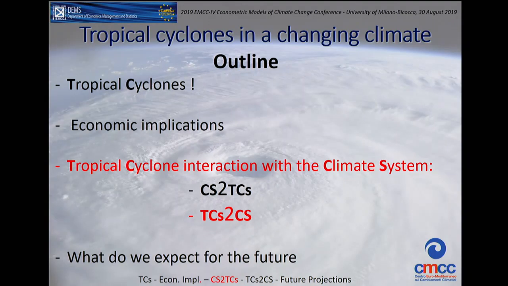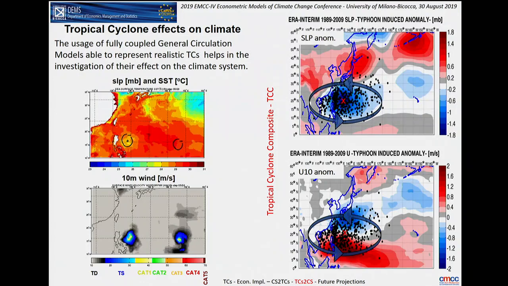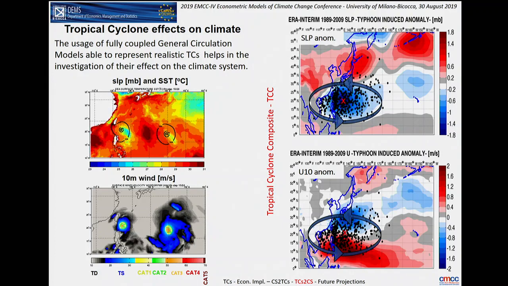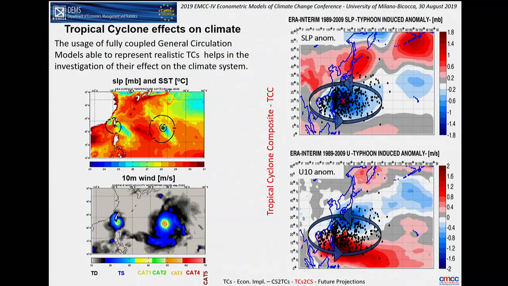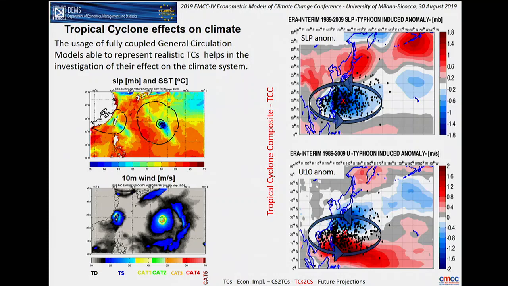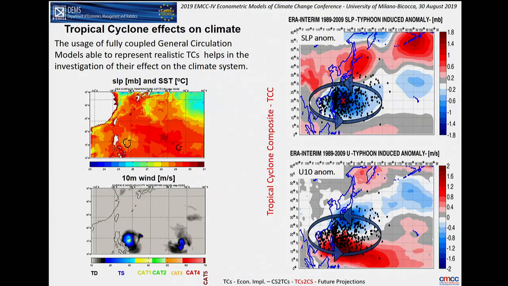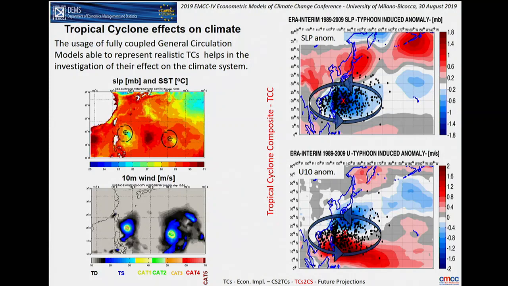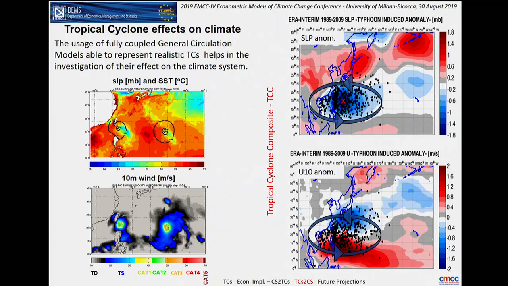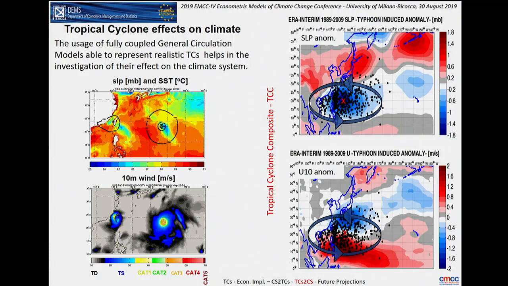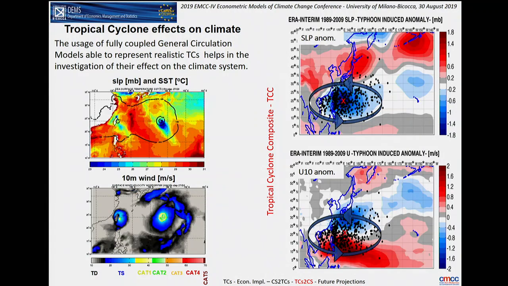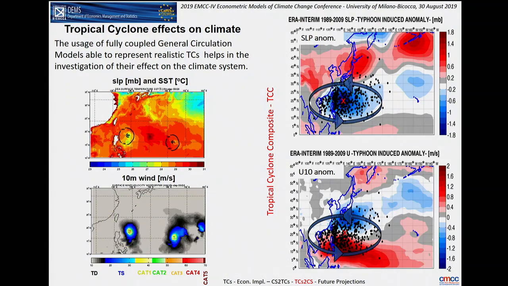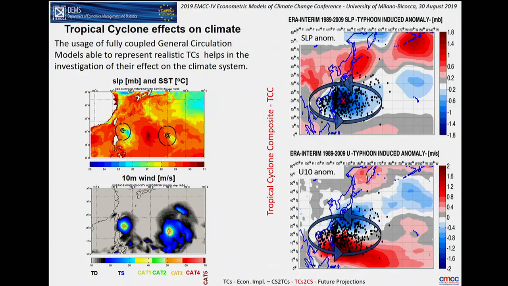So thanks to this ability, we can also take a look at the effect of the tropical cyclone on the climate system itself. These are composites of the sea level pressure and of the surface wind associated with the most intense tropical cyclones in the Western Pacific. You see this huge negative anomaly in sea level pressure that is the result of the whole tropical cyclone happening here, and this is what we call the tropical cyclone composite over the region.